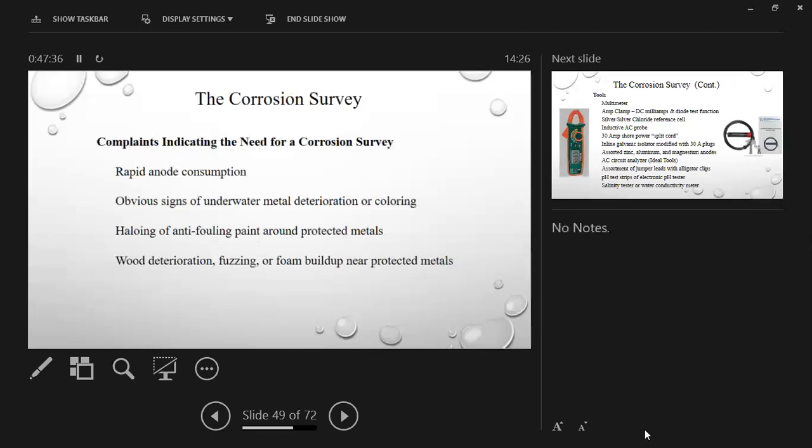Now, a corrosion survey. What's an indication of why somebody would need a corrosion survey? Rapid anode consumption, obvious signs of metal deterioration or discoloring, haloing around the antifouling paint around the protected metals. That means you probably have too much protection.